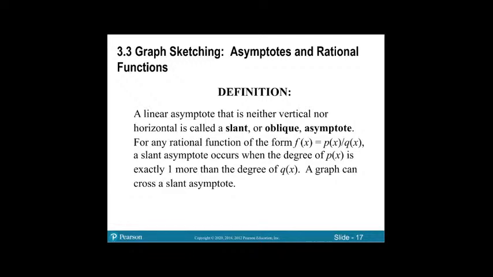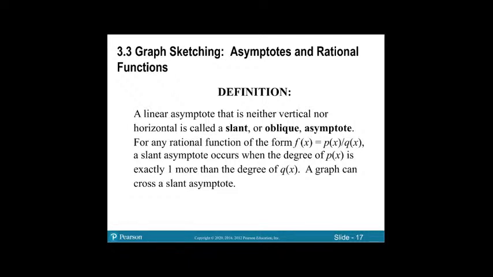So it says we have this definition. A linear asymptote that is neither vertical nor horizontal is called a slant or oblique asymptote. For any rational function of the form f of x equals p of x over q of x, a slant asymptote occurs when the degree of the numerator is exactly one more than the degree of the denominator. A graph can cross a slant asymptote.